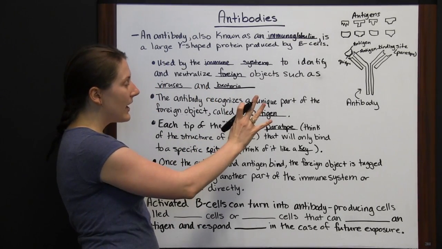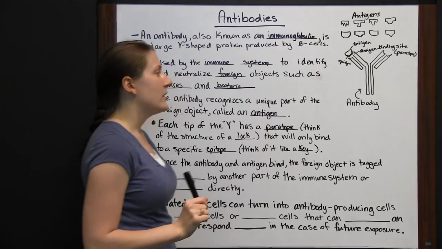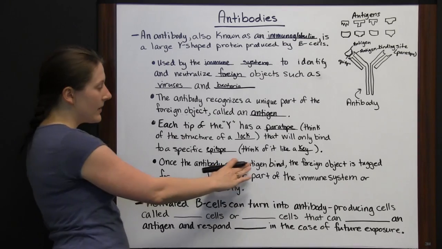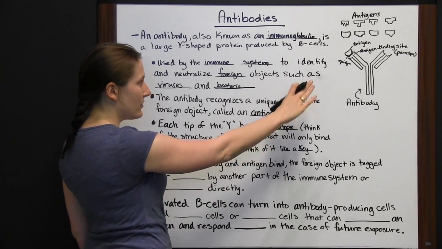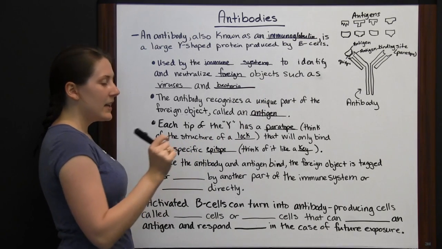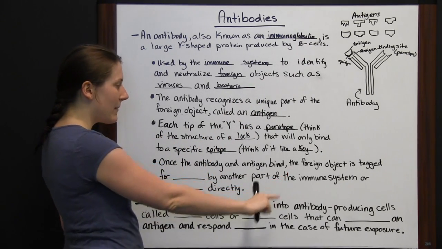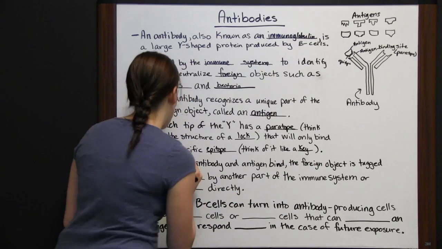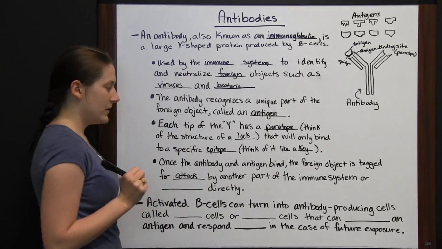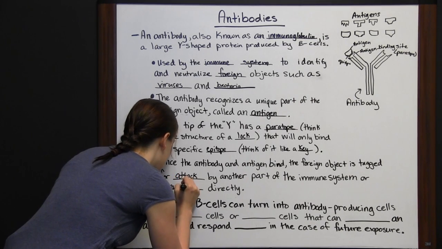So once you have this antibody produced, it's only going to be able to bind to the one antigen to neutralize it. Once the antigen and antibody bind, and remember, special epitope-paratope relationship, lock and key, it's only going to be able to bind to one specific type of antigen. Once they bind, the foreign object is tagged for attack by another part of the immune system, or it's neutralized directly.